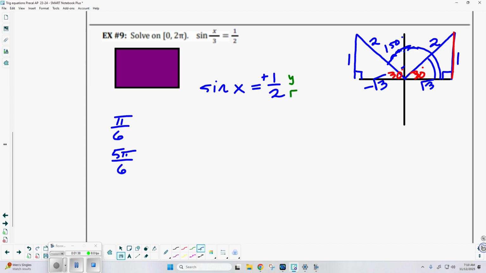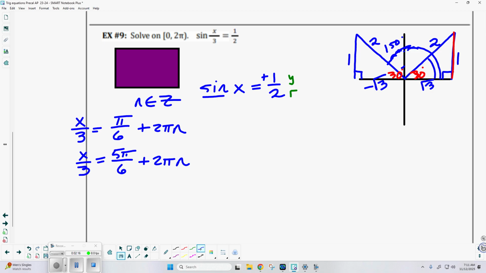Now, if there's any operation being applied to your variable, this is an exception where you have to add 2 pi n or pi n depending on your trig function. Because we're solving for sine, we're going to be adding 2 pi n to each of these. And of course, you don't want to forget to state that n is an integer. Now, normally this would be the end of it. We'd have x equals our solutions and we'd be done. But we didn't solve for x, we solved for x over 3. This is where that operation comes back.